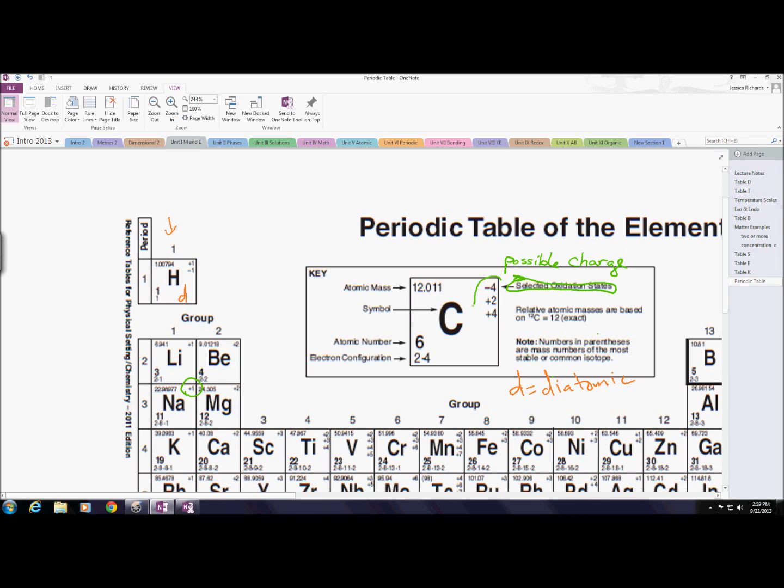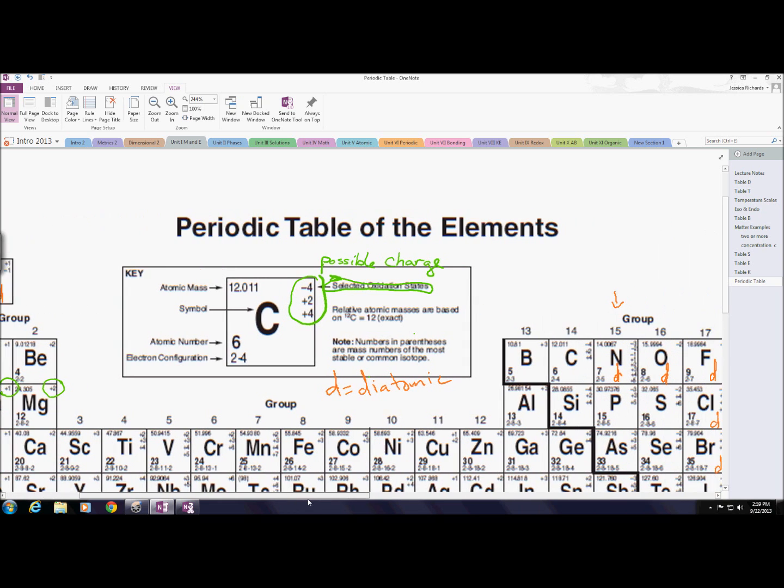Carbon can make ions that are -4, +4, or +2. Those are the types of ions that carbon typically makes. Sodium only has one choice. Sodium can only be +1. Our other example used magnesium. Magnesium, over here in group 2, has a little +2 for a choice. So when magnesium makes ions, it makes ions that have a charge of +2.